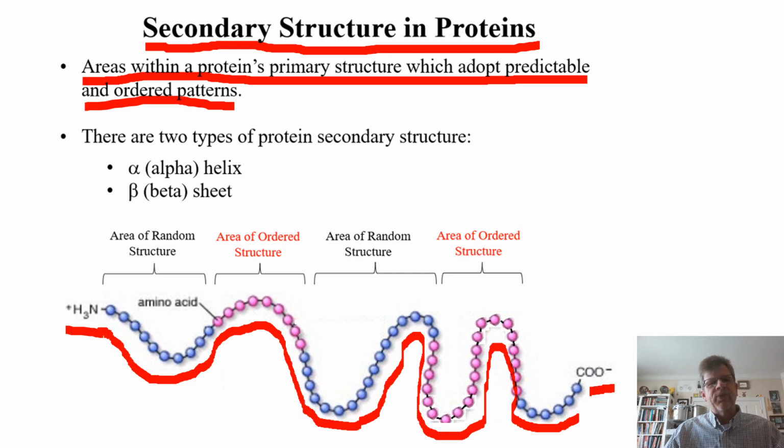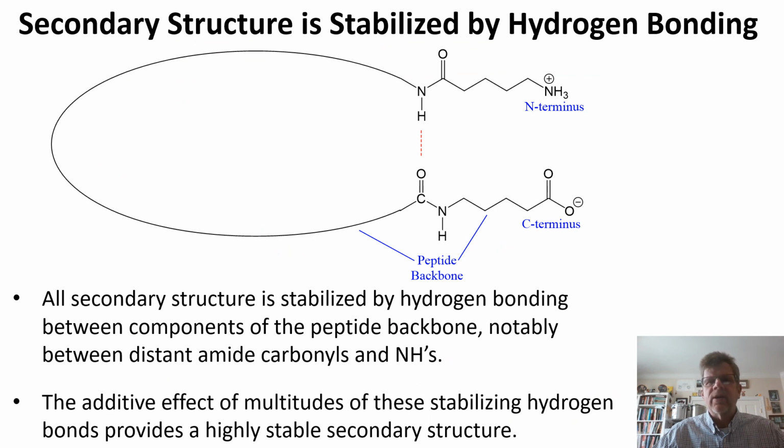So there are two types of protein secondary structure, this area of ordered structure, and we're going to look at them separately. The first one is known as an alpha helix, and the second one is known as a beta sheet. So let's look at those one at a time. Both the alpha helix and the beta sheet secondary structure are very stabilized structures. That's the reason they form within areas of the protein's primary structure, is because they're so stable. And the reason that they're so stable is because of hydrogen bonding between components of the peptide backbone.